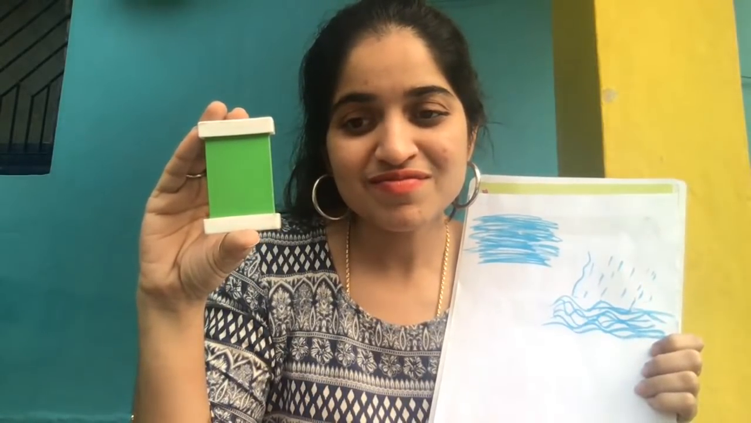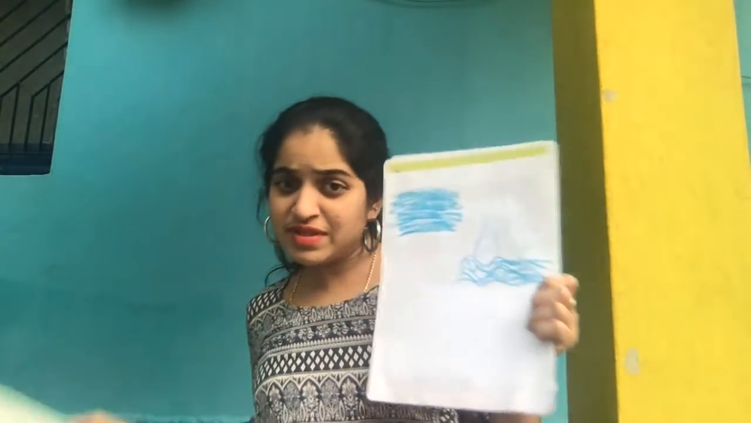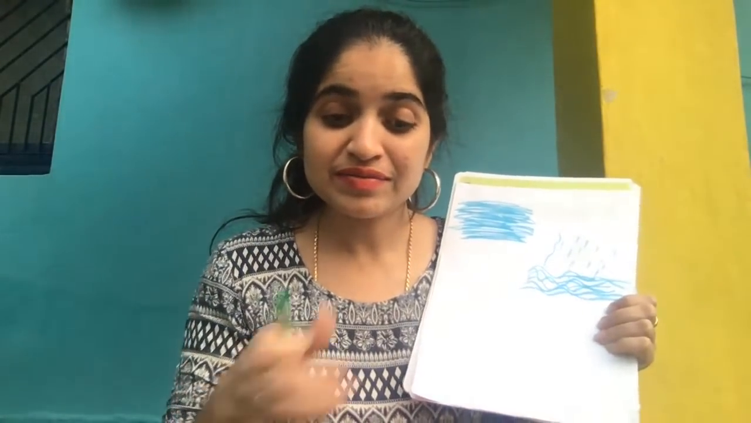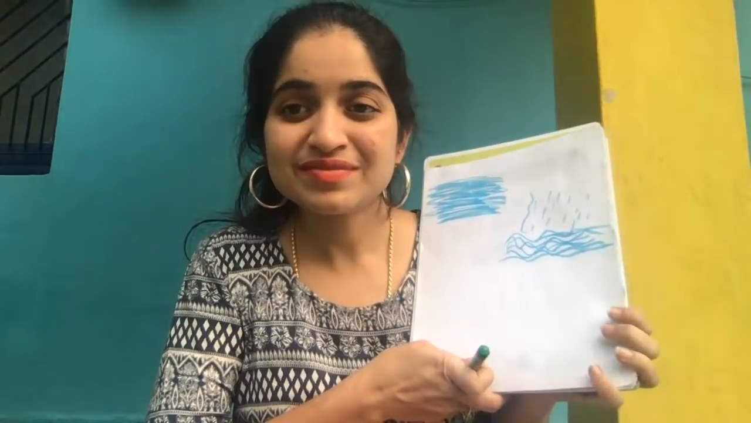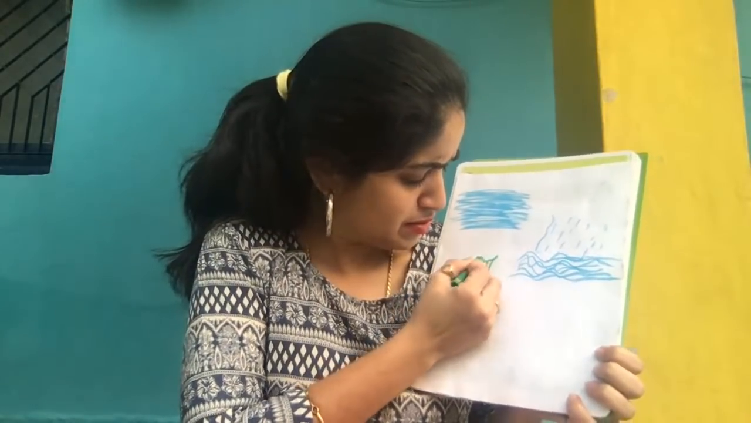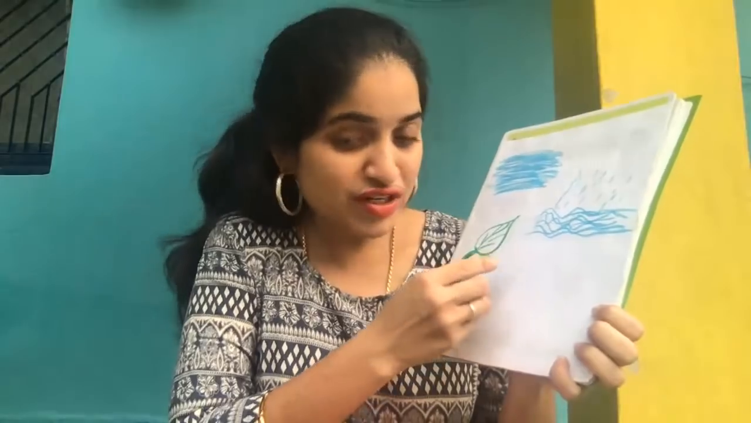Right, children. Now, can you tell me which color is here? It's green color. Which color is this, children? It's green color. Yes, very good. So, this is green. Now, can you tell me something around you which is green in color? What do you think will be in green color, children? Green, very good. Leaves are green in color. This is a leaf which is green in color. Trees are green in color.